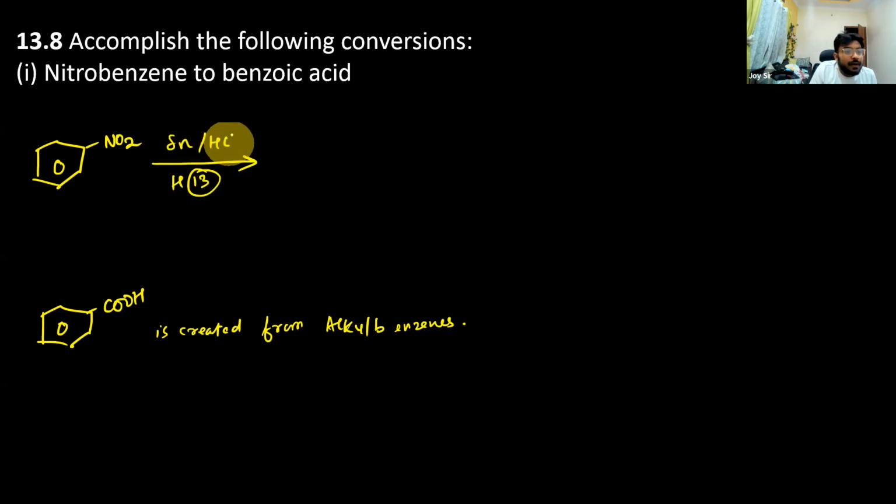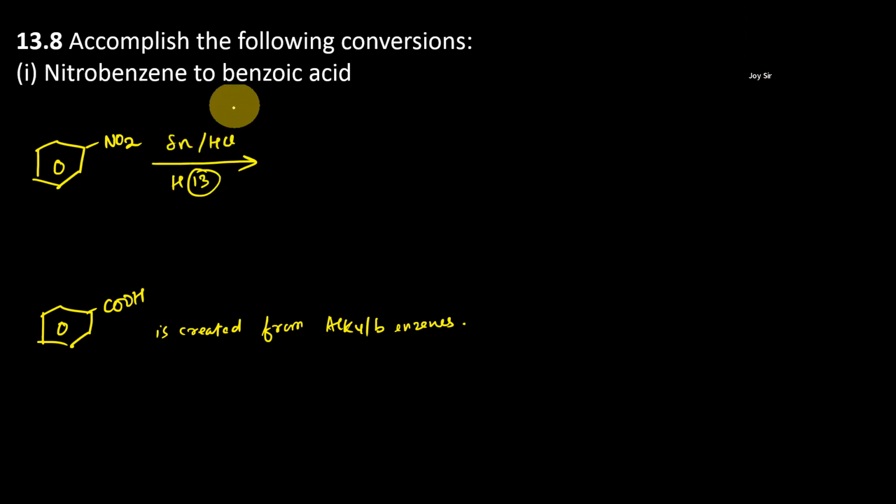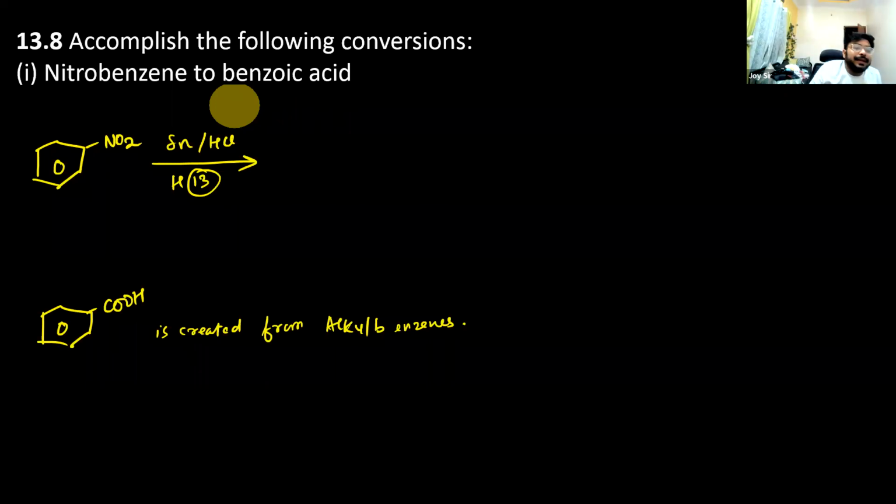Sn in the presence of HCl. What happens when we add Sn in the presence of HCl? It is number 13. In the main reaction also it is there. It is number 30.